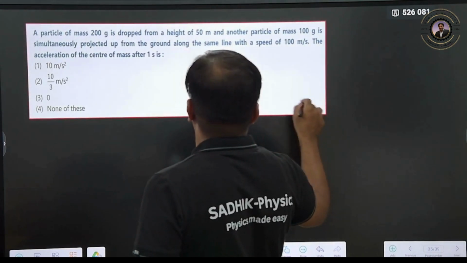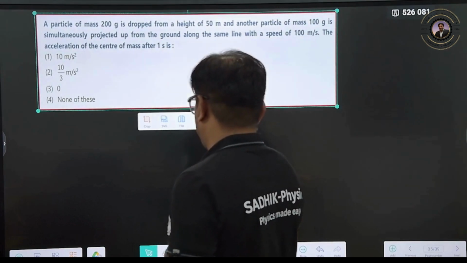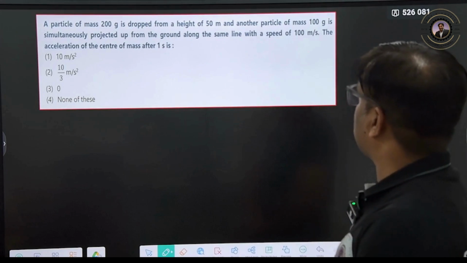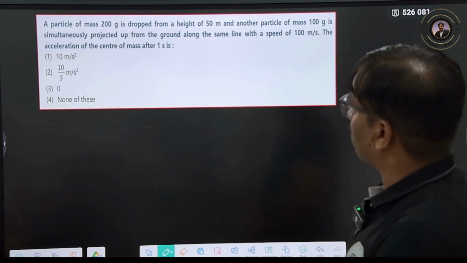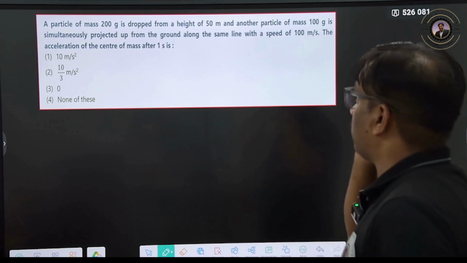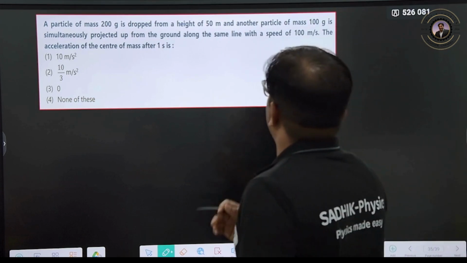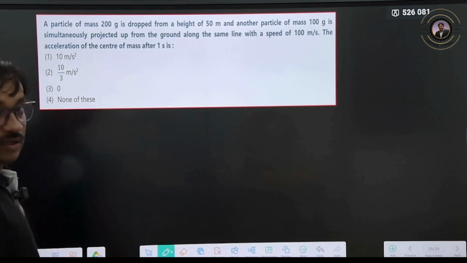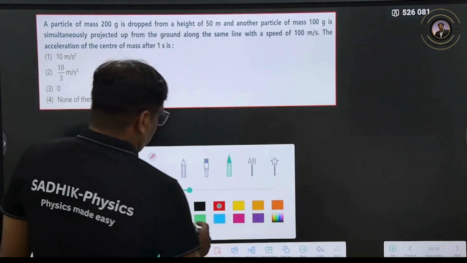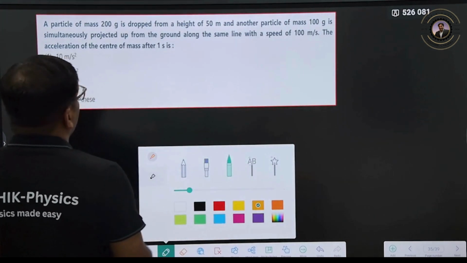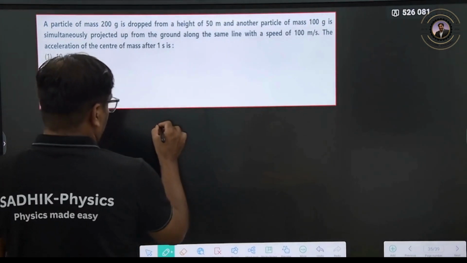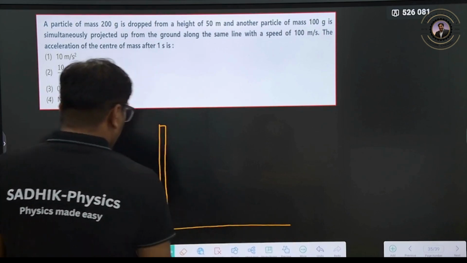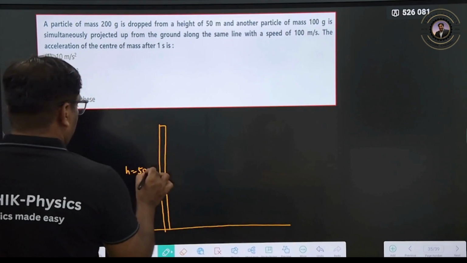Now, a particle of mass 200 grams is dropped from a height of 50 meters and another particle of mass 100 grams is simultaneously projected upward from the ground along the same line with a speed of 100 meters per second. Find the acceleration of the center of mass after 1 second. Good question here. So, let us see the analysis of this one. What will happen now? So, there is a height. This is your height, equal to 50 meters.